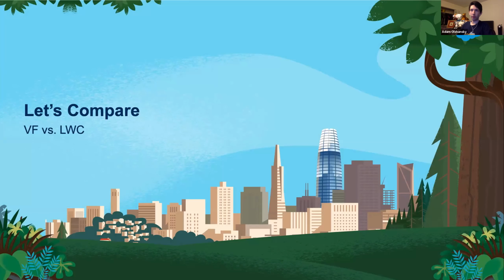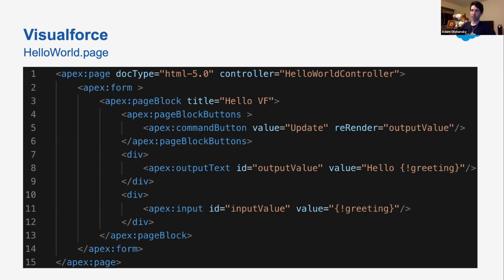So let's go take a look at the code that makes that happen here. All right, so I start off with Visualforce. Here's my hello world.page, Visualforce page here. And I see a couple things. I'm telling it what controller I'm using, a controller called Hello World Controller. Then I have Apex output text that is going to output my value, and an Apex input that I'm going to be able to type something into.